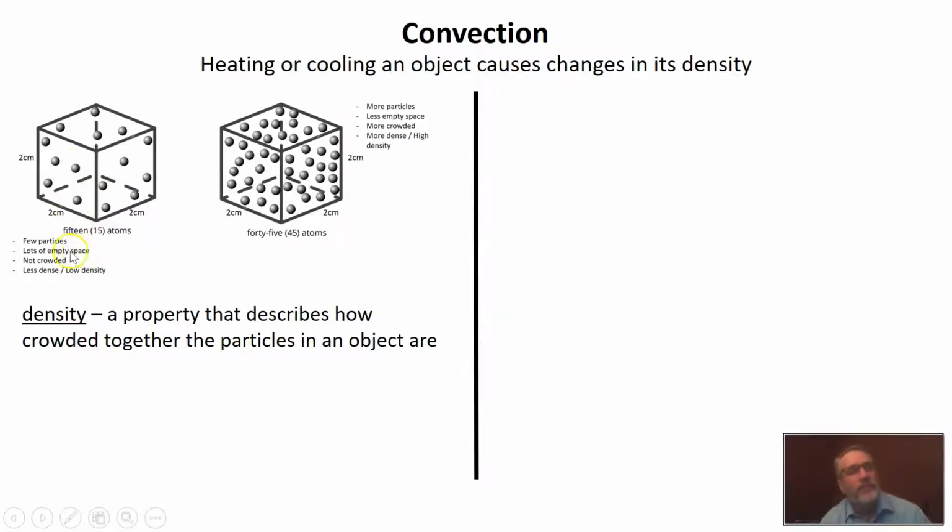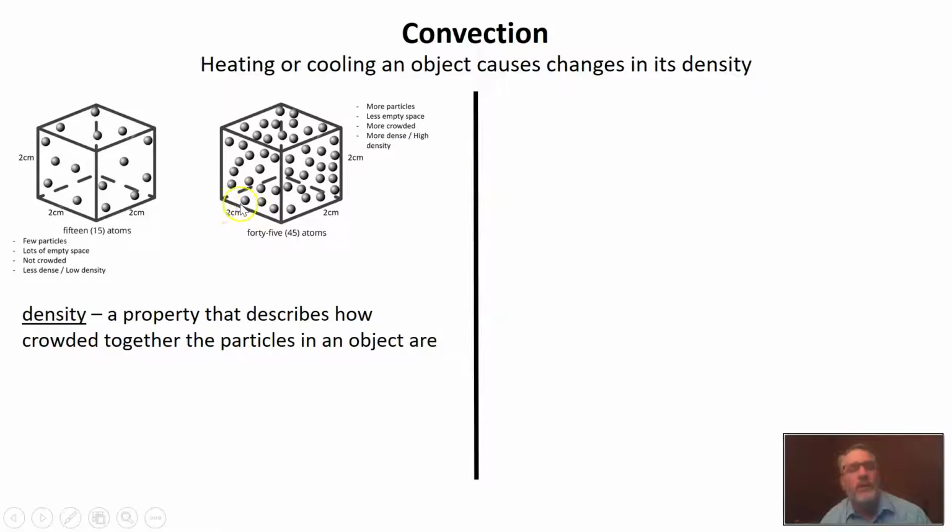Now, if I were to make some general descriptions of this cube, I would say that this cube has very few particles in it. I notice that there's lots of empty space in here. These particles aren't very crowded together. As a result, I would refer to this cube as low density, or I would say that it is probably less dense.